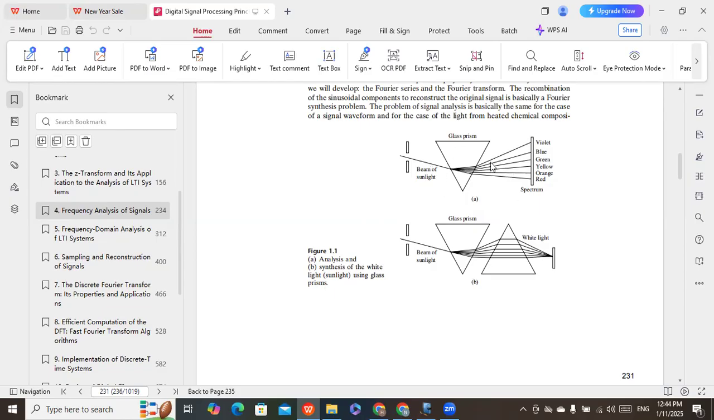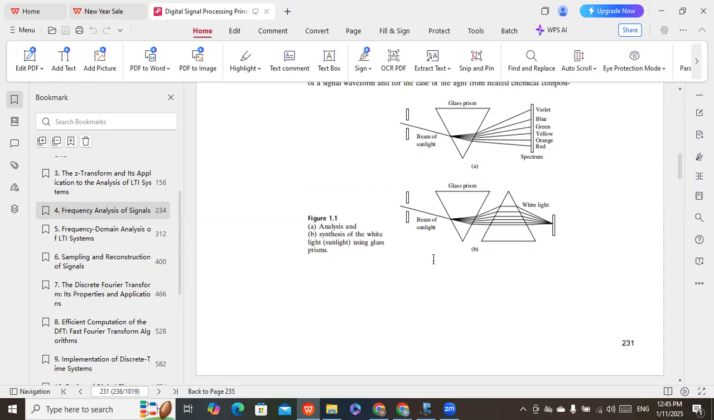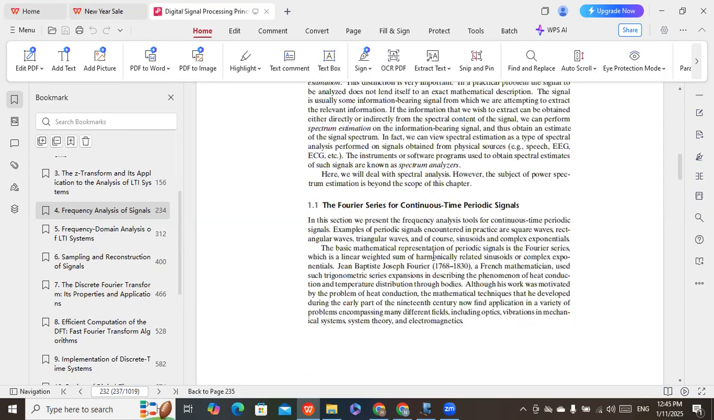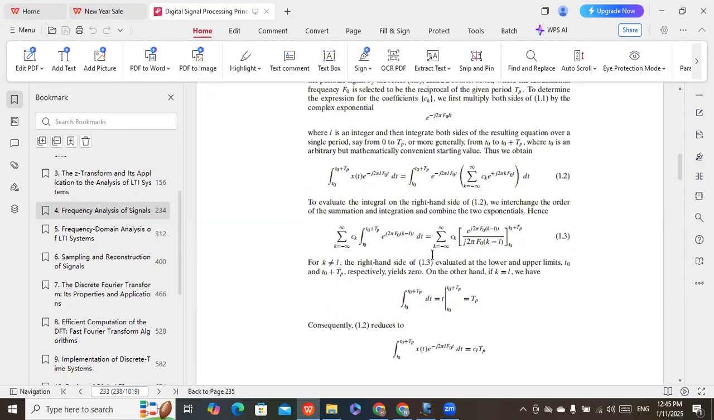The same thing is there. If there is a signal, applying the Fourier series representation, we can find the harmonics of that signal, the harmonics which constructed this input signal. So that is the Fourier series idea.